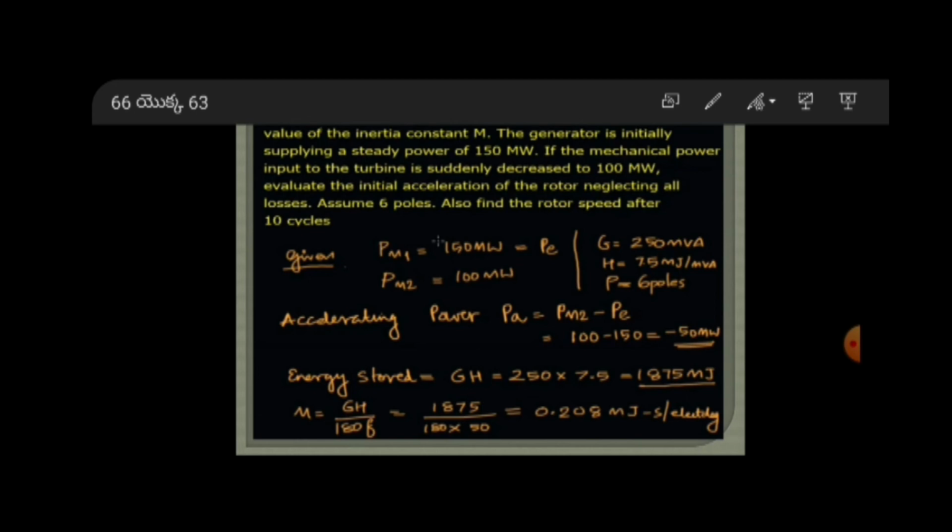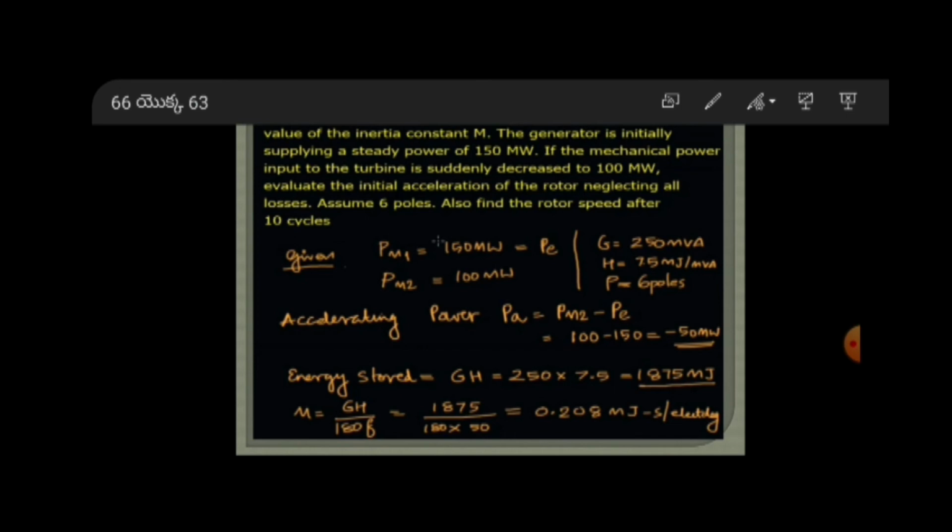Next, energy stored. What is the formula? From the inertia constant H formula, energy stored by the rating of the turbo generator G, you get stored energy equal to GH. Here G is 250, the rating of the machine, into the inertia constant H value, 7.5. You will get 1875. This is what you have to find out.